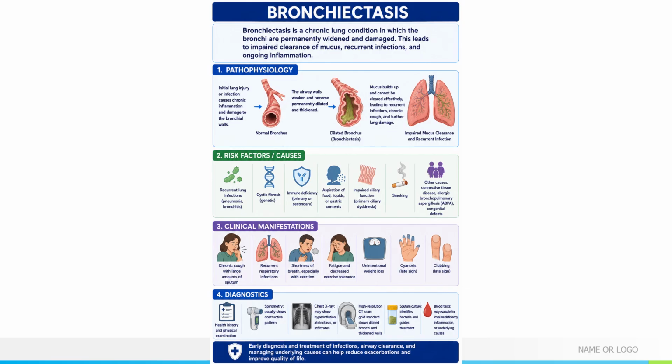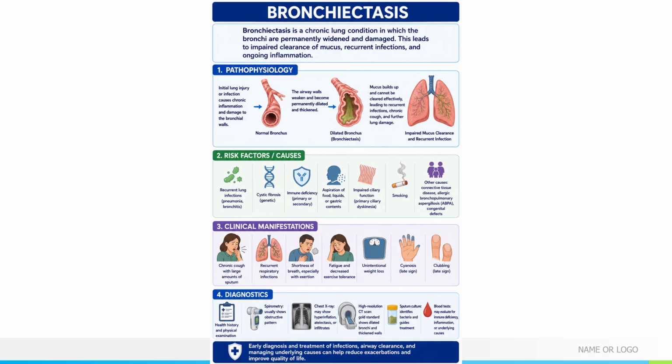Primary ciliary dyskinesia. So these patients are born with dysfunctional cilia. Even though mucus is produced normally, it cannot be effectively transported out of the lungs, and so that is a risk factor. Smoking. We know that smoking damages the cilia and it contributes to chronic airway inflammation, so that makes sense. And then we have other causes, connective tissue diseases, allergic conditions, congenital airway abnormalities, previous tuberculosis, tumors or foreign bodies, and airway obstruction from that.